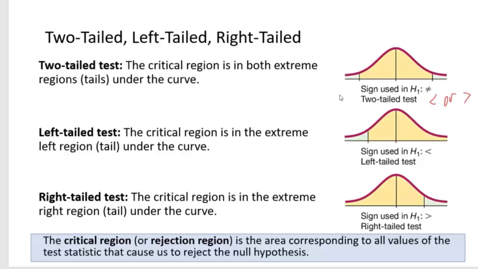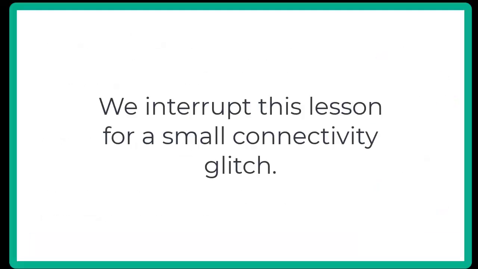Now the little sections that are marked off, the tails, whether it's a two-tailed test, left-tailed or right-tailed, that is called the critical region. And the critical region is the rejection region. And we'll talk a little bit about what this test statistic means in just a minute.